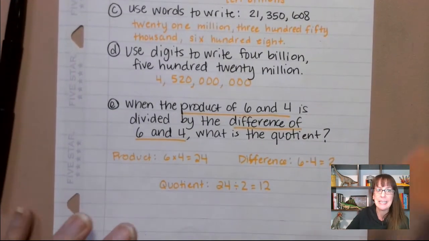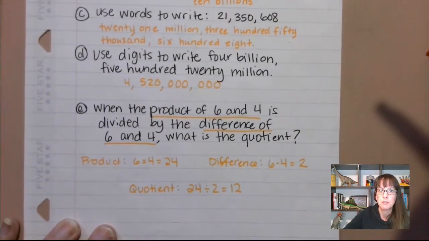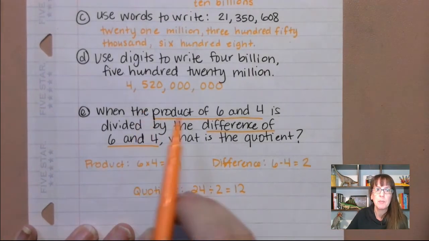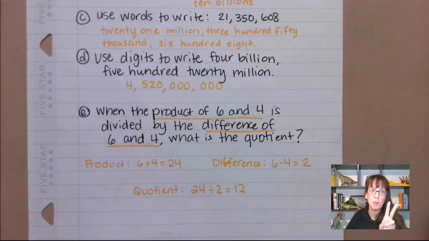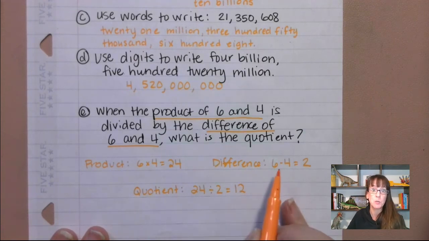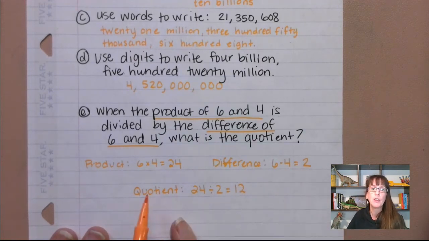Now for E, when the product of 6 and 4 is divided by the difference of 6 and 4, what is the quotient? Well, we have two parts here. We got to find the product first, which is multiply. 6 times 4 gives us 24. Then we also have to do the difference, which is 6 minus 4 equals 2. The quotient of those two things, 24 divided by 2, is 12. So you should have got 12.